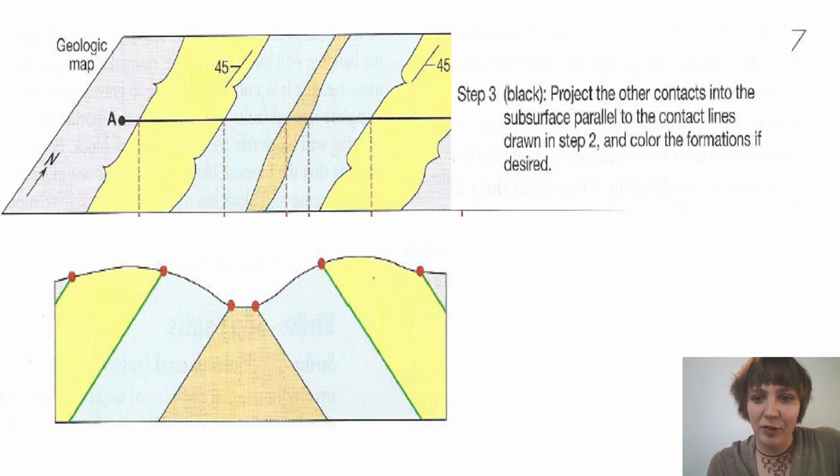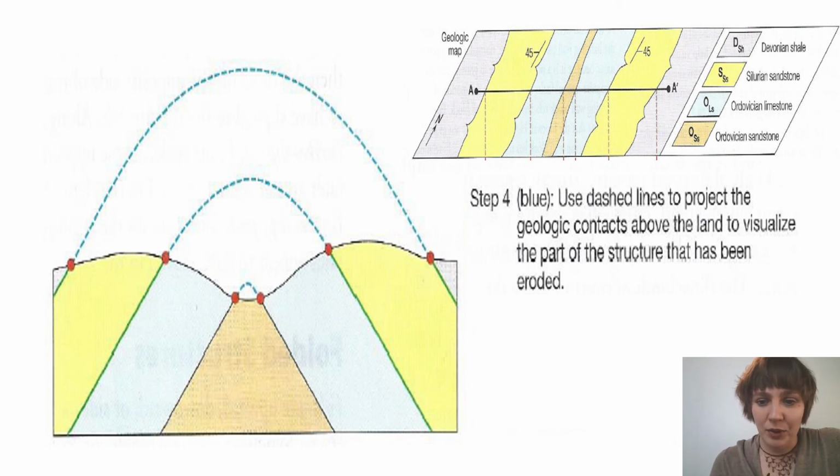And then step 3, project other contacts into the subsurface parallel to the contact lines you've already drawn. And then you color. This says if desired, but it is definitely standard practice to color these. And finally, you use dashed lines to project the geologic contacts above the land to visualize the part of the structure that has been eroded. And at this point, it should very clearly look like a fold. This one is an anticline. All right. Let me know if you have any questions.